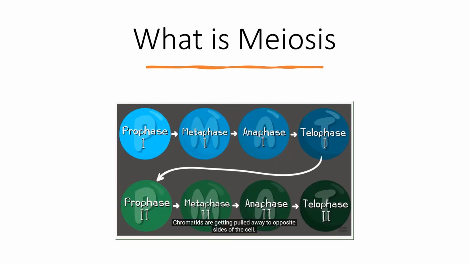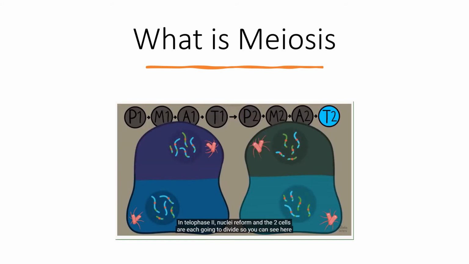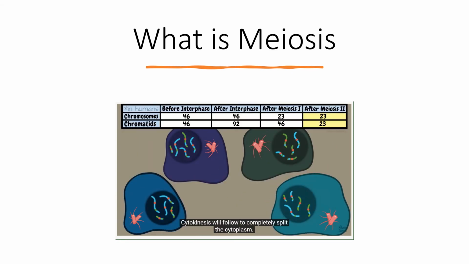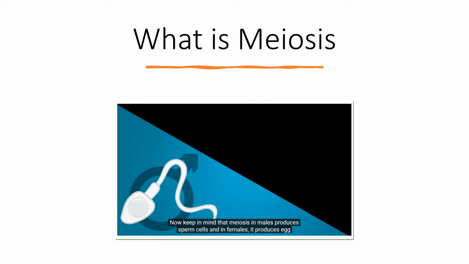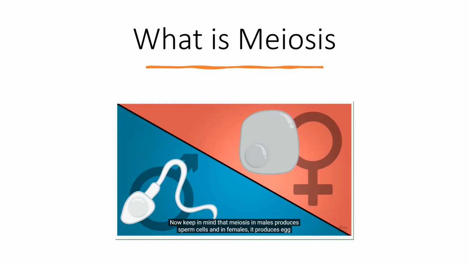In telophase 2, you can see the nuclei reforming, and you can also see that the two cells have divided. There's going to be 4 cells forming. Cytokinesis will follow to completely split the cytoplasm. Now, keep in mind that meiosis in males produces sperm cells, and in females it produces egg cells.